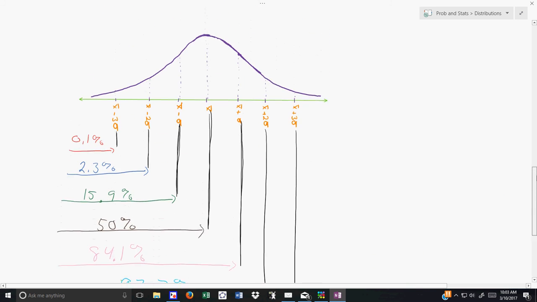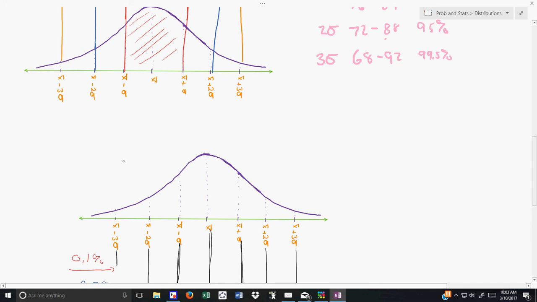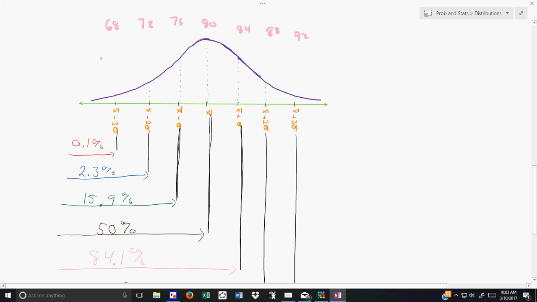And the very last thing I want to do is show this cumulatively. 0.1% of all the students got less than, and for our example, I'll put in the numbers: 68, 72, 76, 80, 84, 88, and 92. 0.1% of all students should be less than a 68. 2.3% of the students should be less than 72, and so it would be like this amount. 15.9% of the students, so you can see it's cumulative from 0, right?